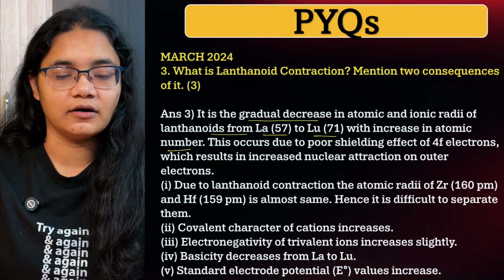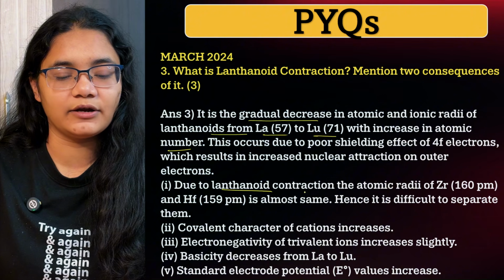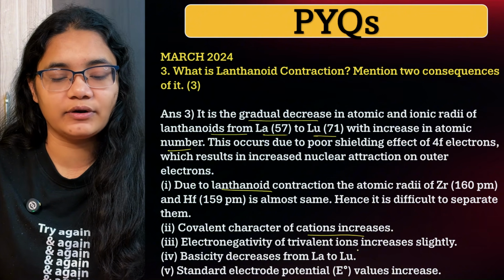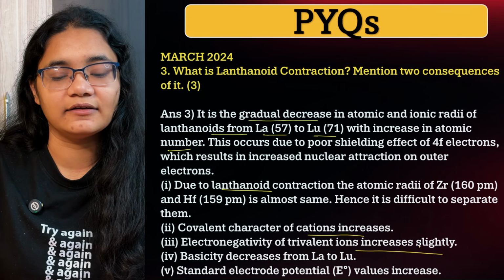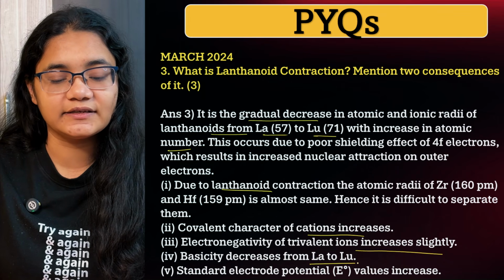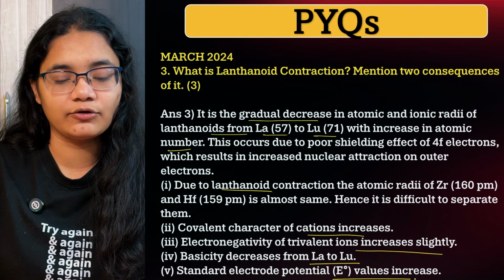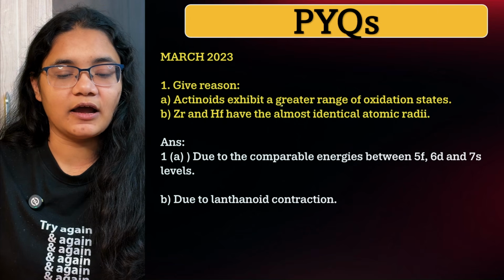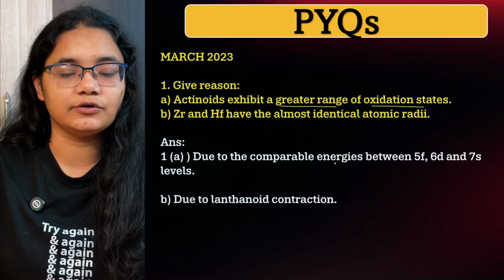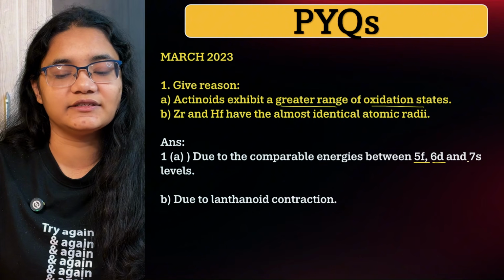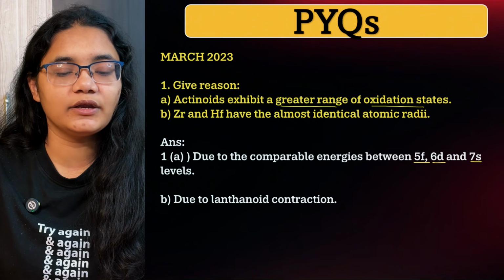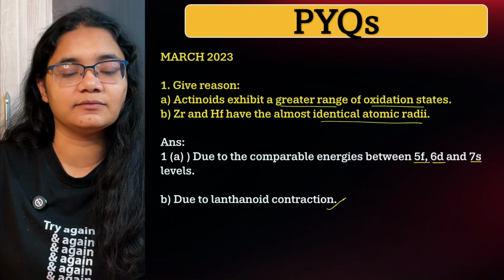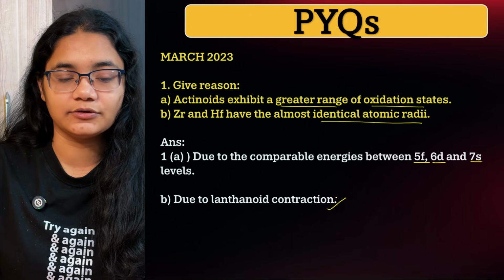Now, what are the consequences of that? Due to lanthanide contraction, the atomic radii is the same, covalent character increases, electronegativity of trivalent ions increases slightly, basicity decreases from lanthanum to lutetium, standard electrode potential value increases. Next, actinoids exhibit a greater range of oxidation states due to the comparable energies between 5f, 6d and 7s levels. Zirconium and hafnium have almost identical atomic radii because of lanthanide contraction.